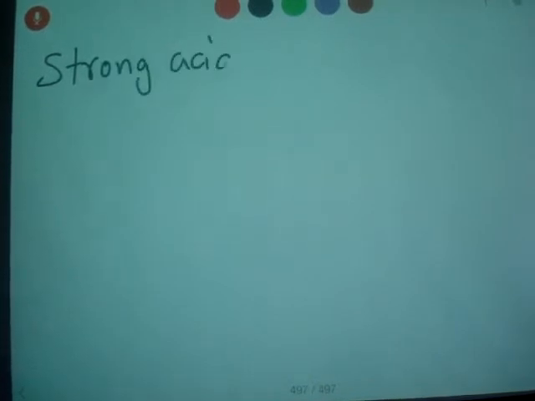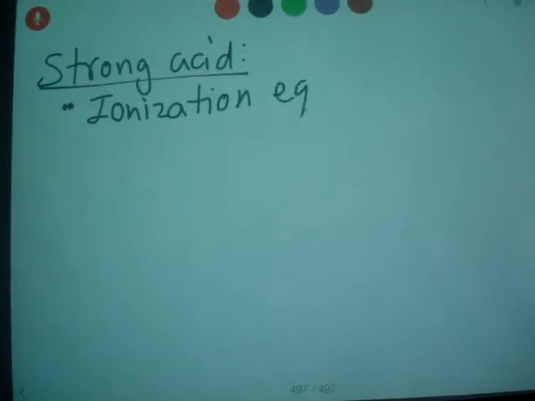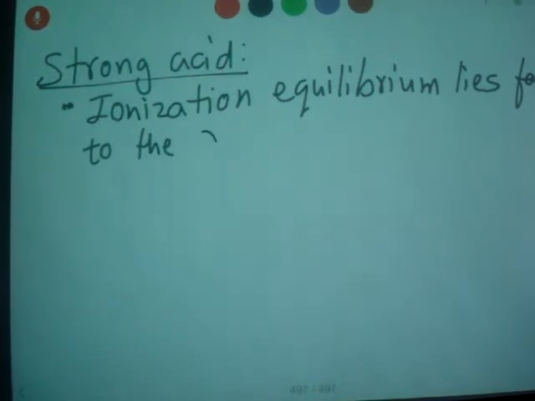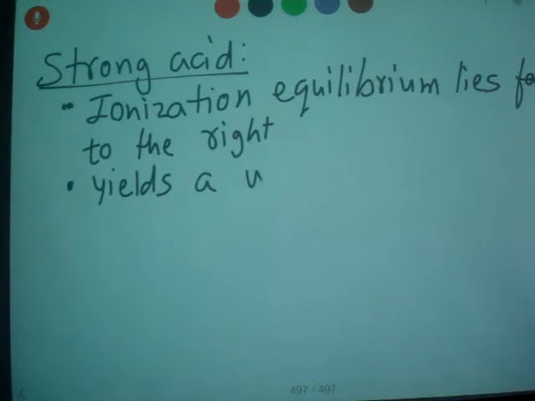Strong acid, its ionization equilibrium lies far to the right and it yields a weak conjugate base.